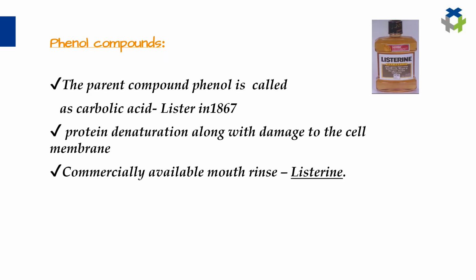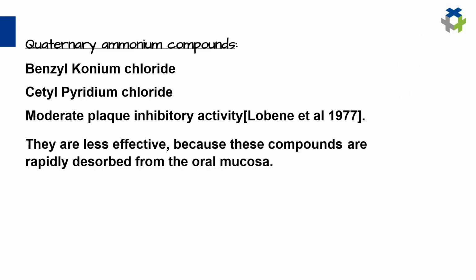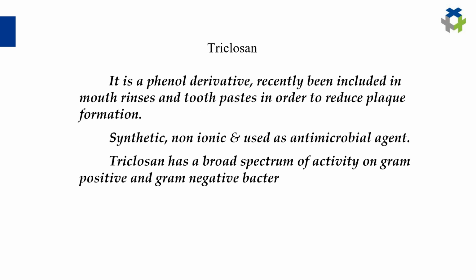Coming on to the phenolic compounds. Phenols have been known since 1867, and they work by protein denaturation and damaging the bacterial cell membranes. A commercial example of a phenolic compound is Listerine. It can reduce the plaque but often needs frequent use. Coming on to the quaternary ammonium compounds, examples are benzalkonium chloride and cetylpyridinium chloride. They moderately reduce the plaque but are less effective due to quick loss from the oral surfaces.